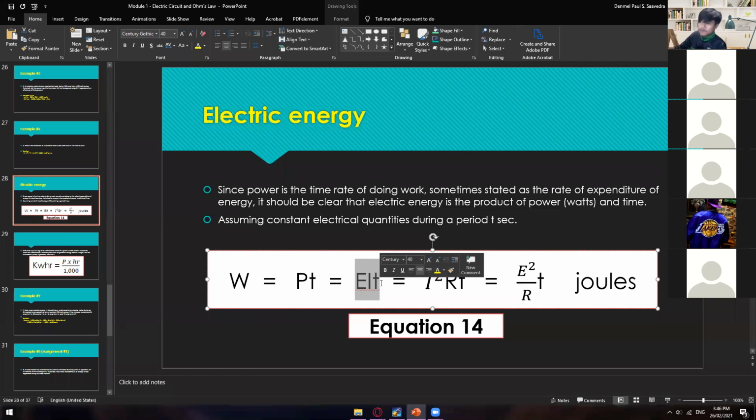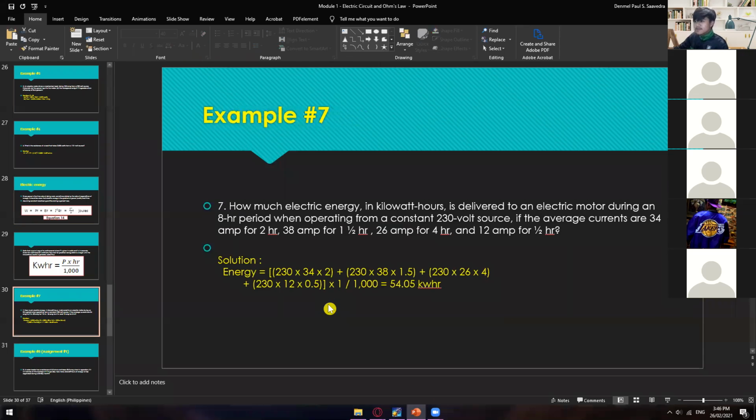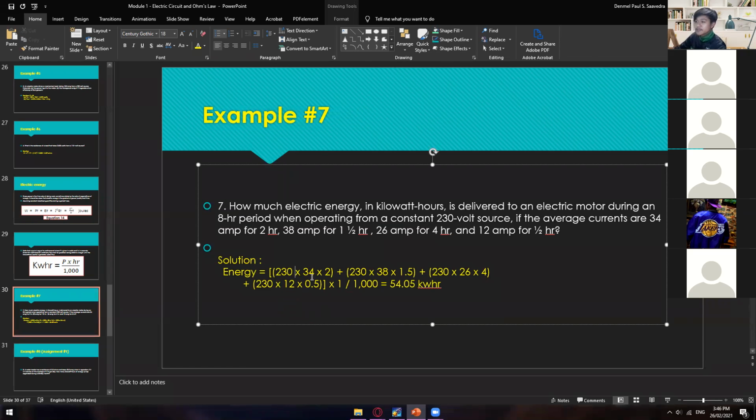So E is for the voltage source, and then I is for the current, and then T is for the time. Okay, so as you guys can see right here, we have 230 for the voltage source multiplied by the current, let's say the first appliance. And it was consuming the 34 amps for 2 hours. Okay, so this one is already one energy. But we still have 3 more appliances. So here's the second one, here's the third one, and then the fourth one.